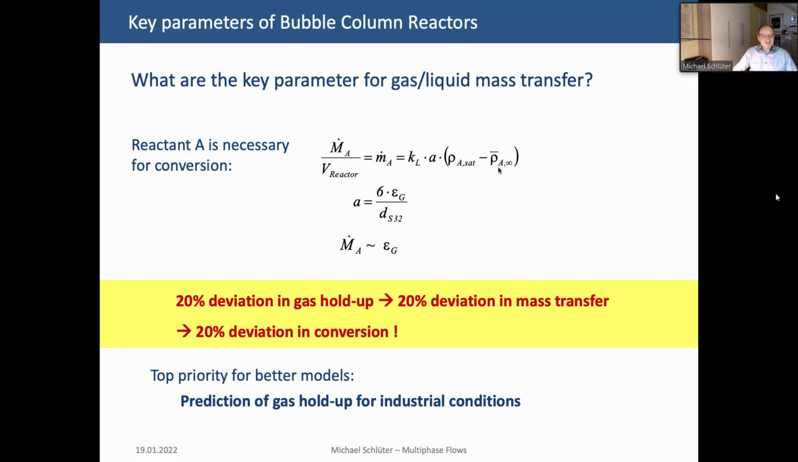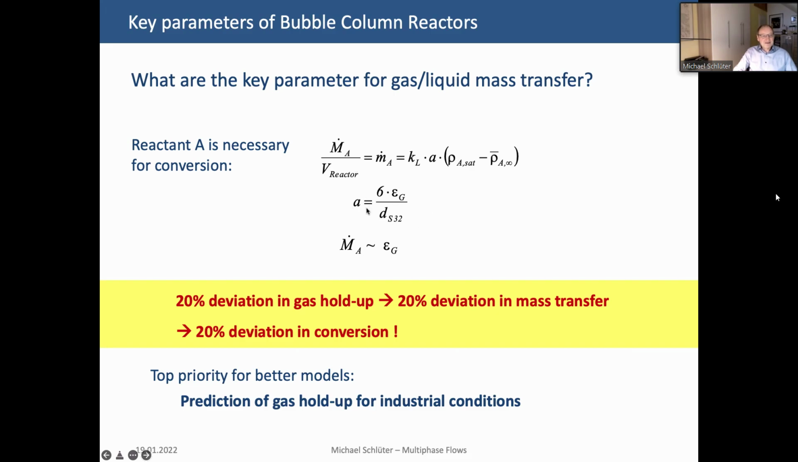And here we have the concentration at a large distance from the interface. You remember this equation. And already from this equation, you can see that A is a crucial parameter, and we can estimate this A with this simple geometric assumption here. We have 6 multiplied by the gas hold up divided by the Sauter diameter of the bubbles. We already talked about that.